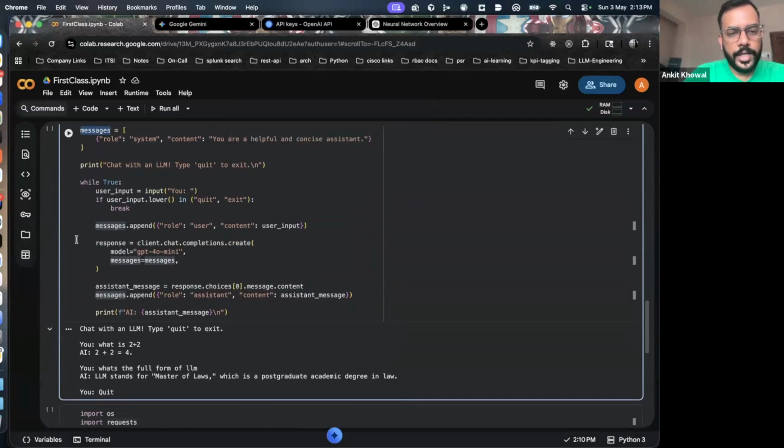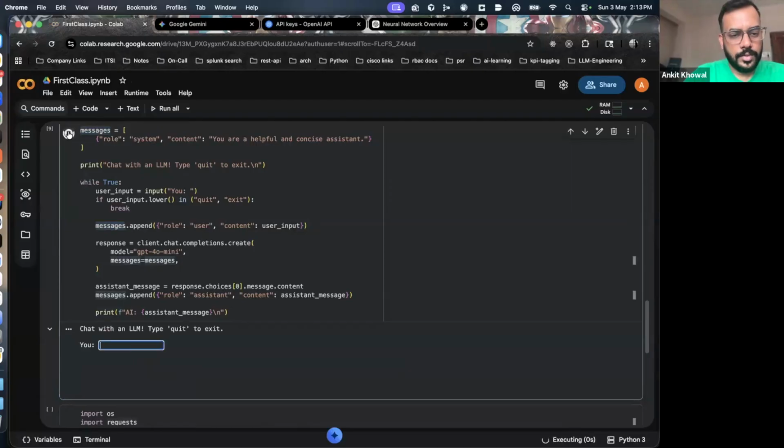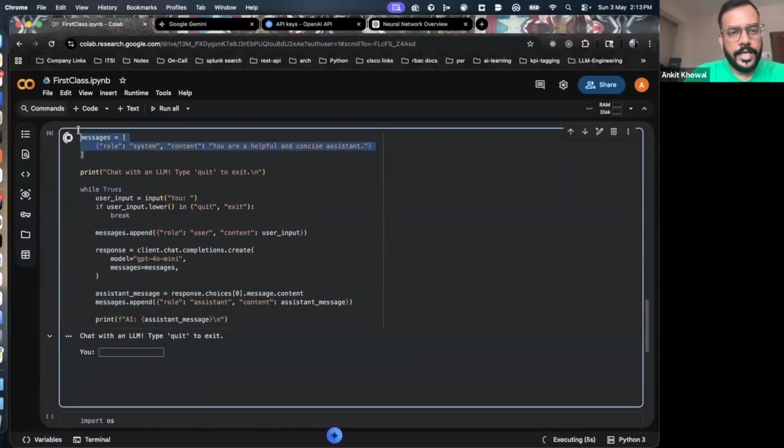And then I have a loop running wherein I'll keep on taking the input, and I'll keep appending them to this messages section with role user and content, whatever I type in. And then it will keep on giving me responses. Okay, like this: chat with an LLM, type quit. So now this message is already there.